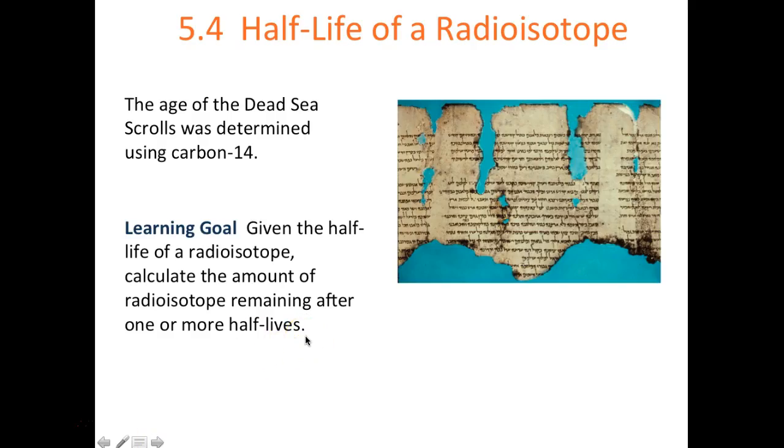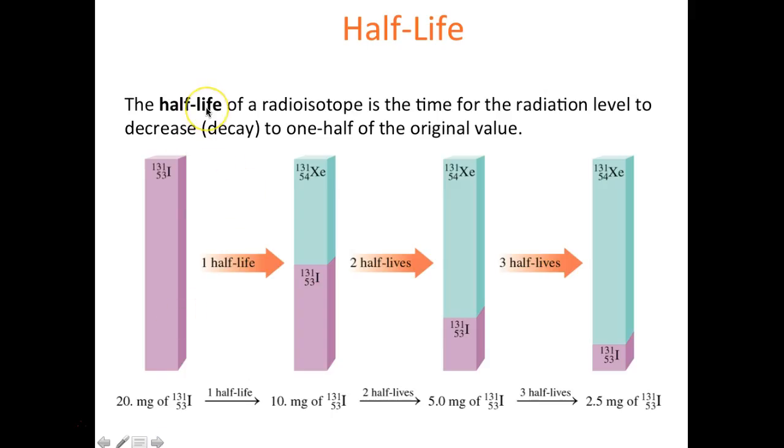Carbon-14 is used to date archaeological artifacts like the Dead Sea Scrolls because it disintegrates very slowly. It takes about 5,730 years for its nucleus to start breaking up, and this is referred to as half-life. Half-life is the time it takes a radioisotope to become half its original mass.